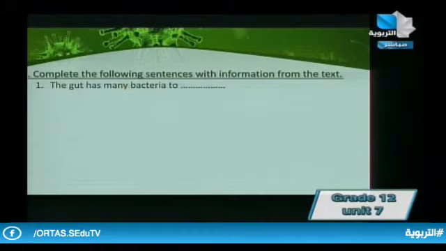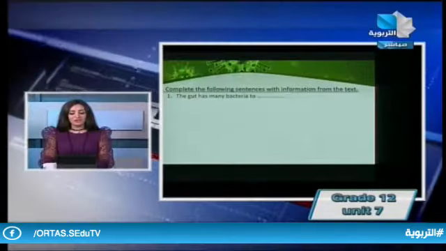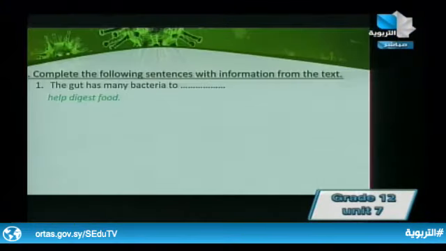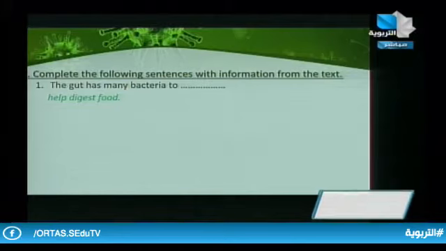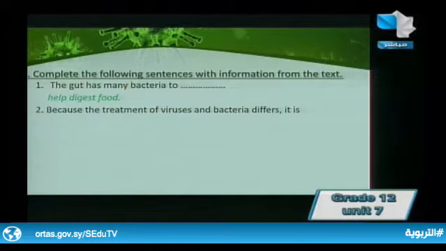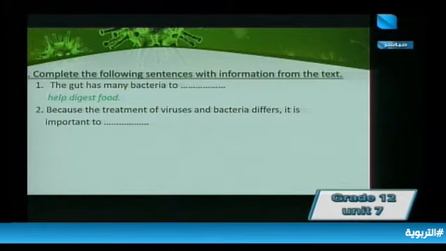We have exercise C. Complete the following sentences with information from the text. Number 1, the gut has many bacteria too. Here the complement is help digest food. Of course, students here should skim and scan the text in order to put the correct answer.